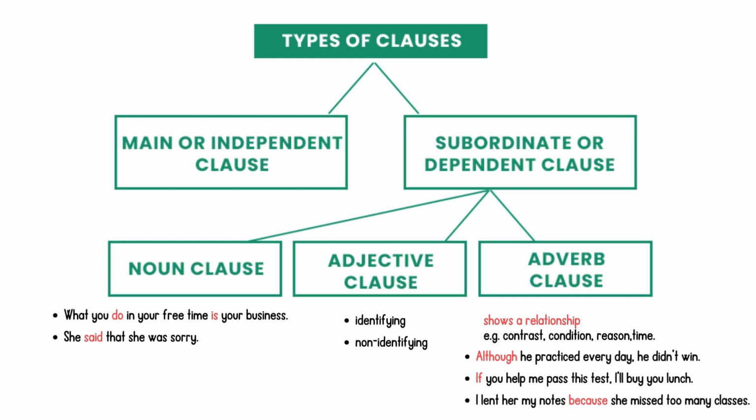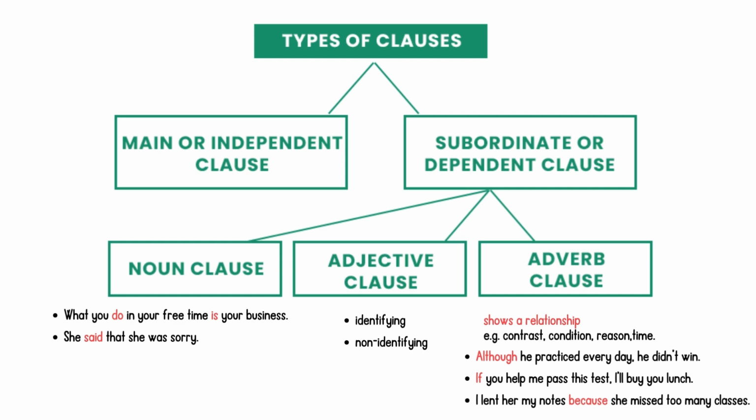And the last one, for example, we have now, I lent her my notes because she missed too many classes. So what is that? Reason, right? So as you can see, I lent her my notes because she missed too many classes. Which one is the main clause or the independent clause? I lent her my notes. I can understand that. But she missed too many classes is the dependent clause. Depends on what? On the other clause for you to understand.